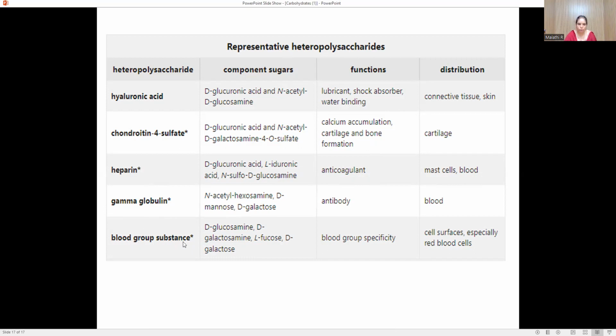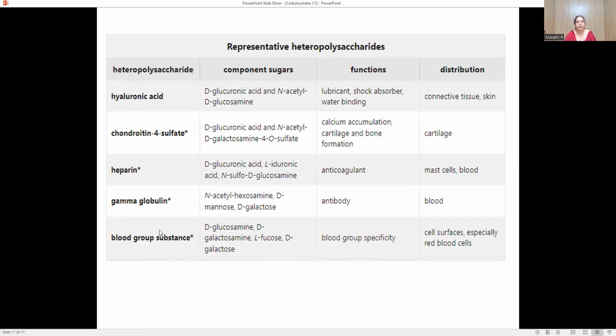The last one is blood group substances. These antigen antibody substances are made of D-glucosamine, D-galactosamine, L-fucose, and galactose. These are the four different monosaccharide units present in blood group substances. And you can see this on the cell surface, especially the RBC cell surface, where you will be able to see the blood group substances. The major function is to identify different blood groups. So blood group specificity will be determined with the help of these carbohydrates present in the blood group substances. So you have hyaluronic acid, chondroitin 4-sulfate, heparin, gamma globulin, and blood group substances.